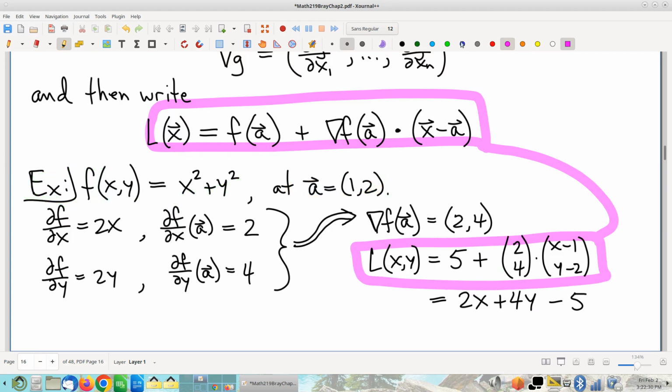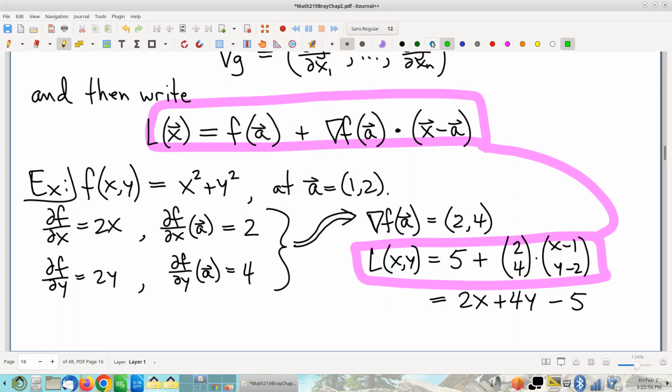First, I've got to compute the value of the function, specifically at the point (1, 2). So you take (1, 2), you plug it into f, and what you find is it turns out to be 5. That's a little arithmetic, easy for y'all to confirm. So again, plugging and chugging, nothing really exciting happening here.